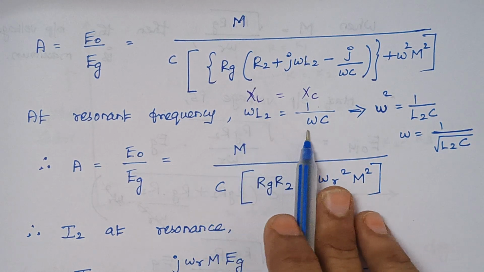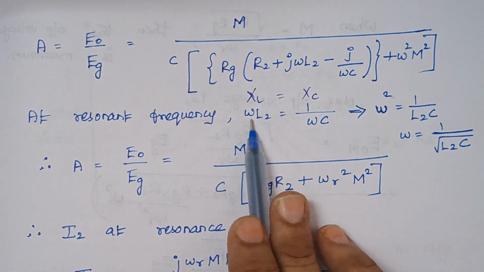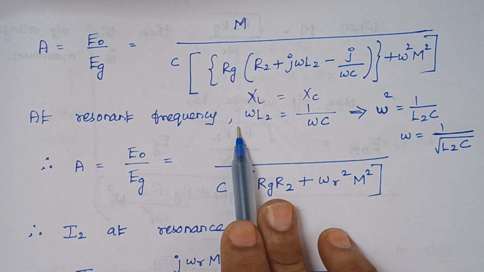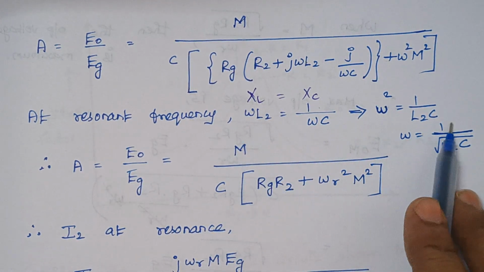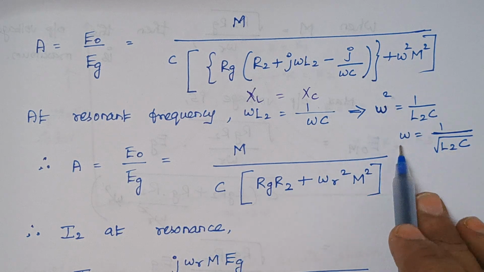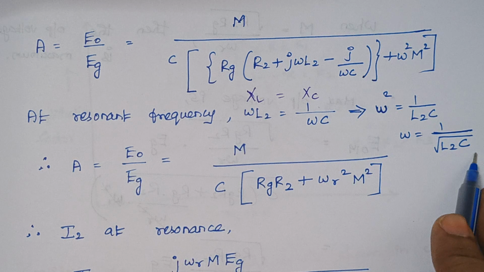Again, I am combining this omega together. When you move this omega to the left hand side, omega into omega becomes omega square. I am moving this L2 to the right hand side and it occupies the denominator part. Finally, the value of omega is given by 1 by square root of L2 into C.